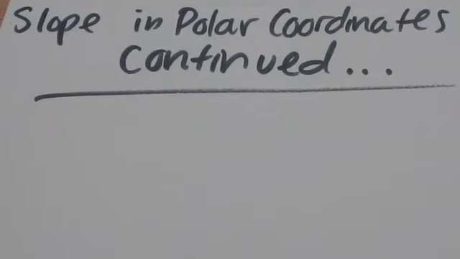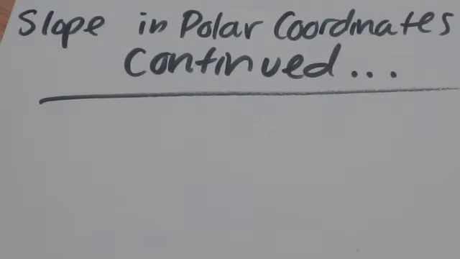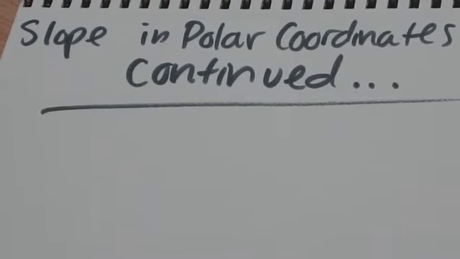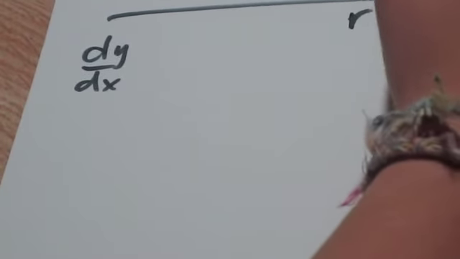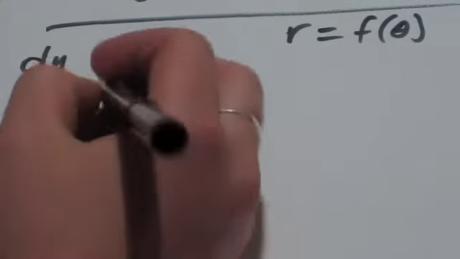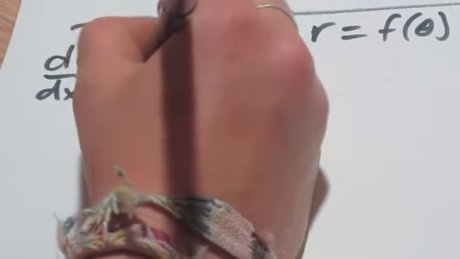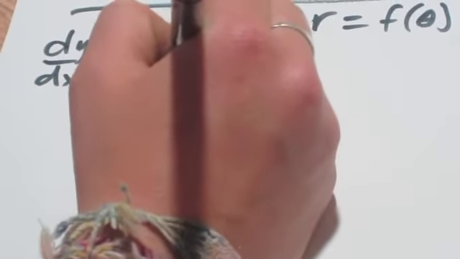In Cartesian coordinates, you can find the slope of a function at any point by finding the derivative, dy over dx. To find the slope of a function in polar coordinates, you have to find dy over dx as well. Let r be defined by theta. So r equals f of theta. This basically just means that r is some function of theta. dy over dx equals dy over d theta over dx over d theta.